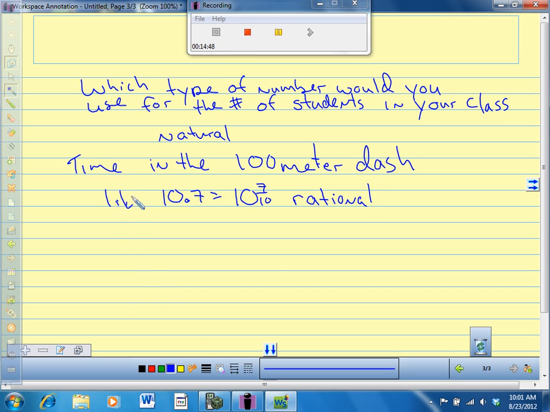Like 10.7. What if I had, here's a good one, golf scores for the pros? Anyone know? What do you think? Integers, how come? Yeah, because you could have negative, right?